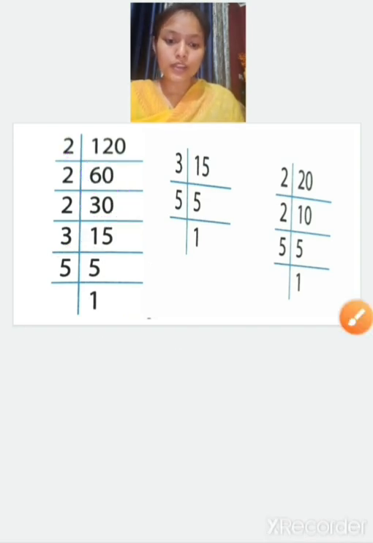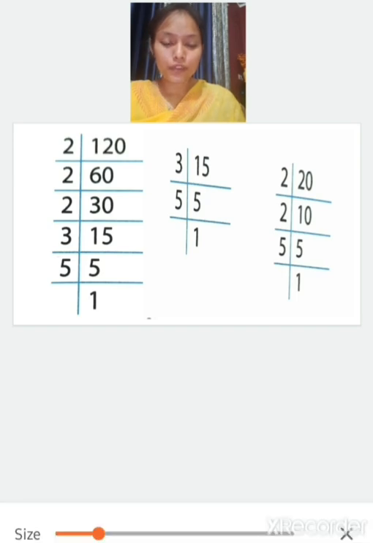Next one is the 15 one. I'll take the small number. This is 15. So we'll first take the smallest prime number. Smallest prime number is 2. But 15 is not divisible by 2. So we will take the next prime number, that is 3. 3 5s are 15. So we will write here 5. We have to write the quotient here. Okay. So now after 3, 5 ones are 5. Okay. Now next number is 20.